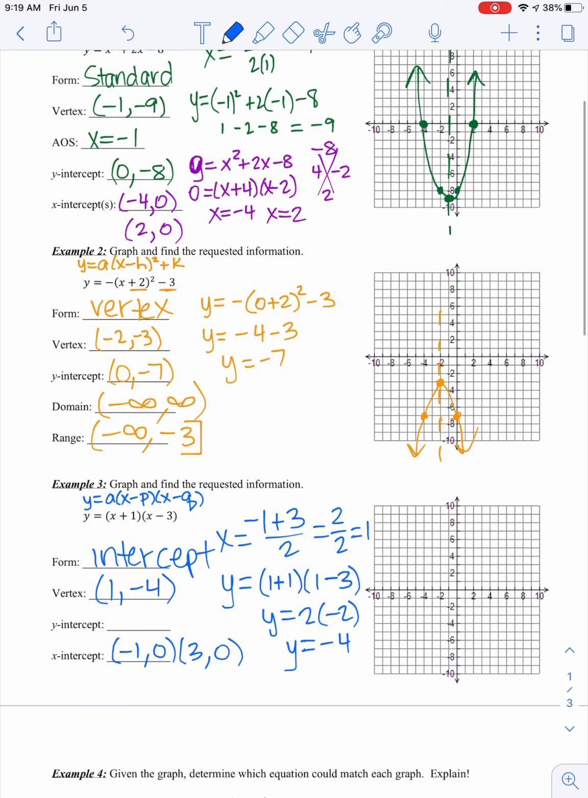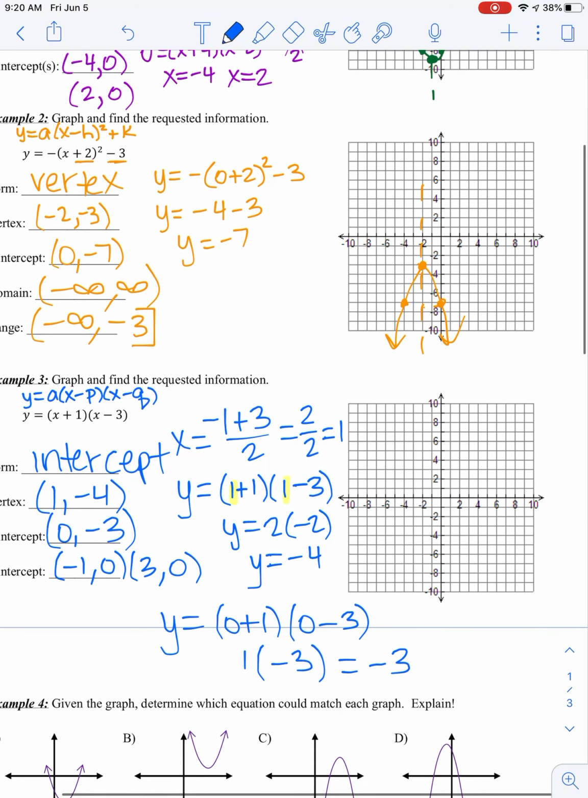For the y-intercept, I do the same thing I just did, except instead of where I plugged in a 1 here for x, now I plug in a 0 for x. So y equals 0 plus 1 times 0 minus 3. 1 times negative 3 is negative 3. So 0 comma negative 3 is the y-intercept.